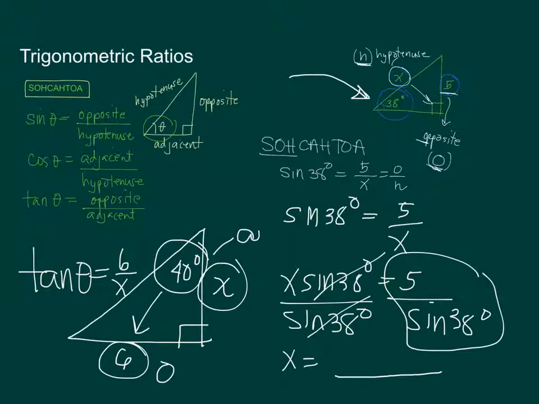Again, SOHCAHTOA can only be applied to right triangles. Those are the things you have to take note of whenever you want to apply SOHCAHTOA or the trigonometric ratios. Okay, that's it.